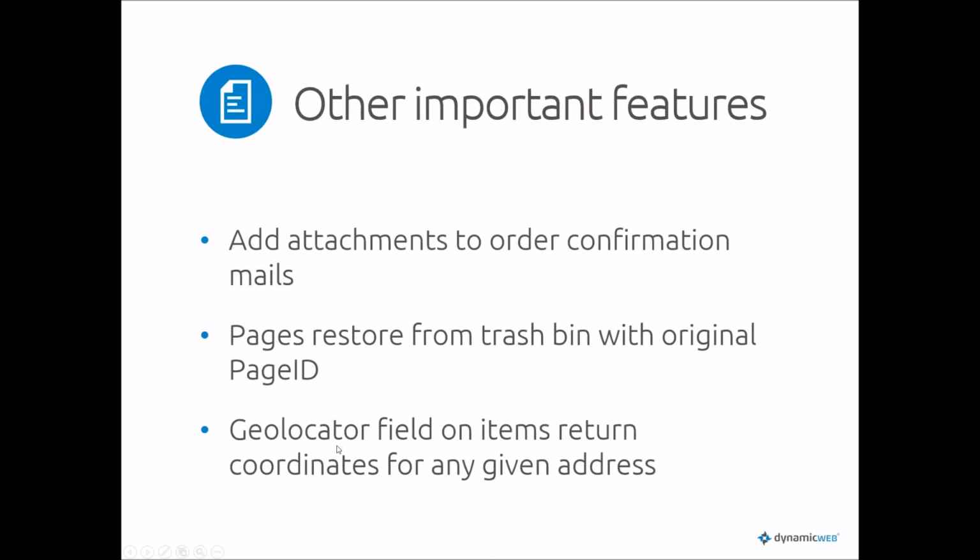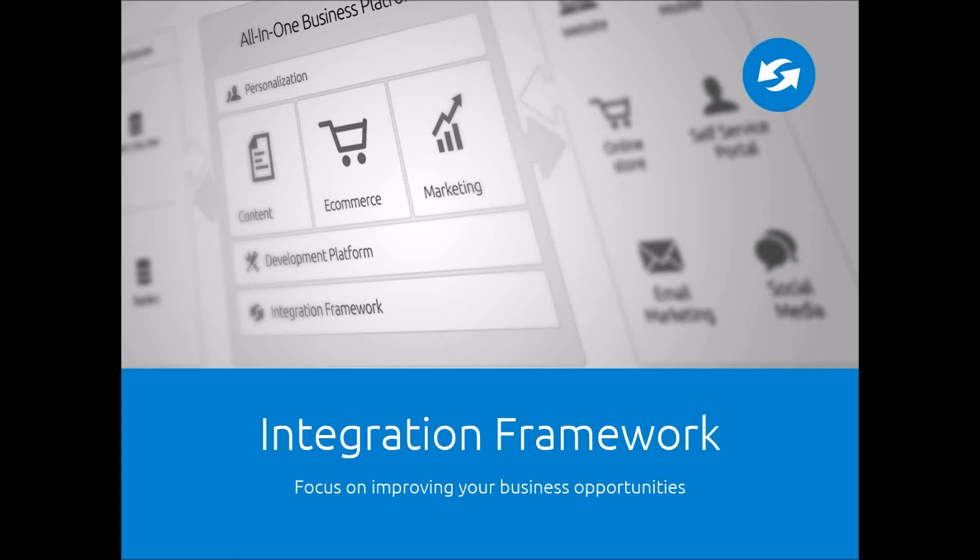And on items, we now have a geolocator field that will give you longitude and latitude and the ability to look things up in Google Maps. And you can use that to do map-related item publishing.